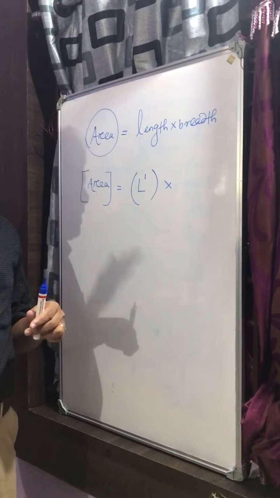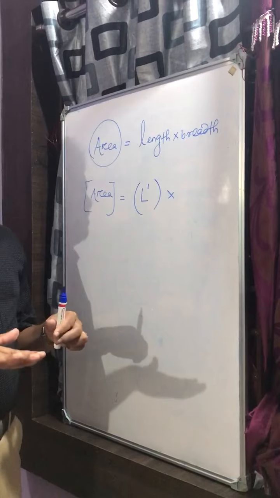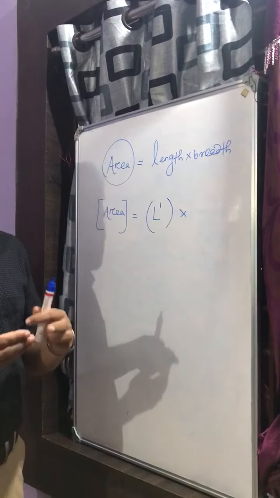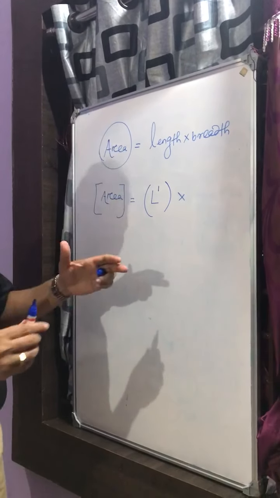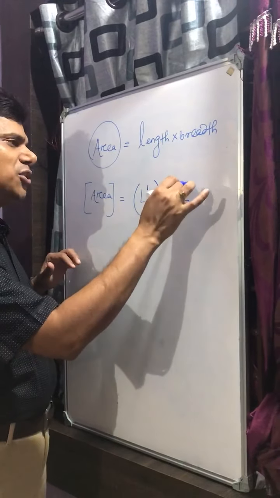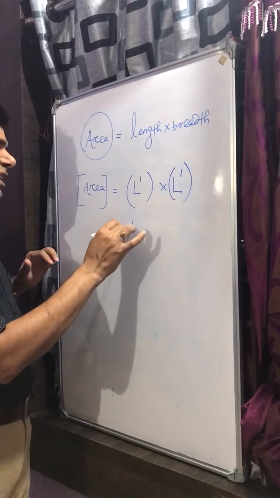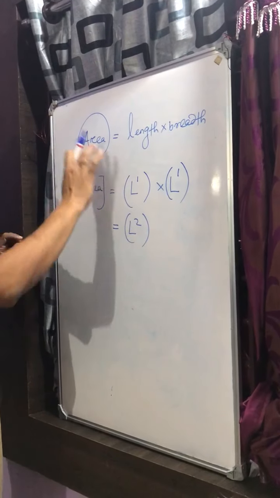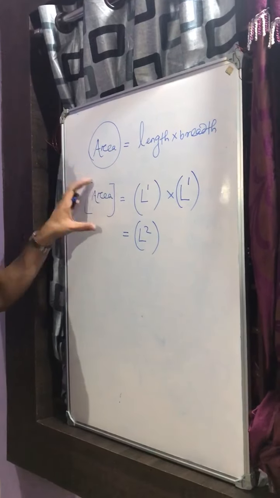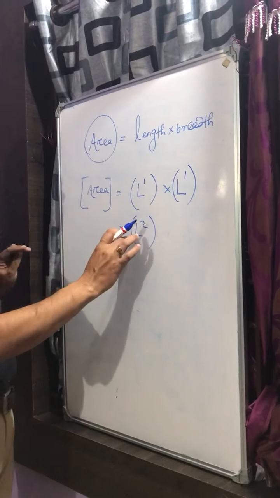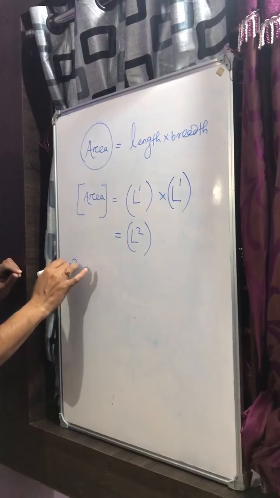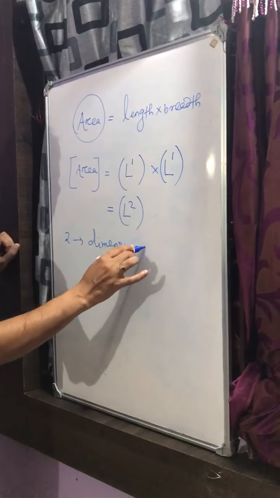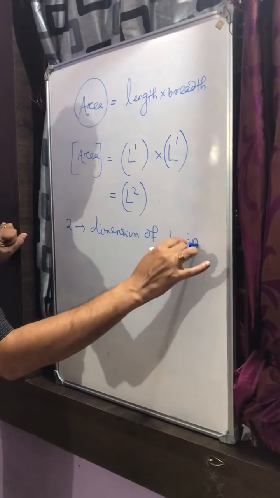Length, breadth, height, radius, diameter, these are all similar physical quantities. Though they look different, their dimensions are the same. So breadth will also have dimension L1. So ultimately area will have a dimension L2. This writing is called the dimensional formula of area, and it comes out to be L2. This 2 is the dimension of L in area.